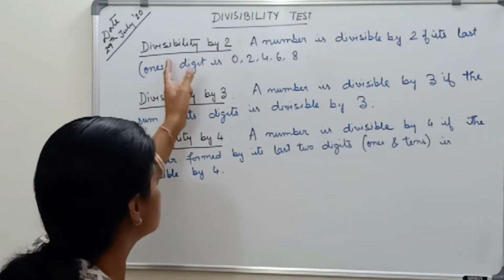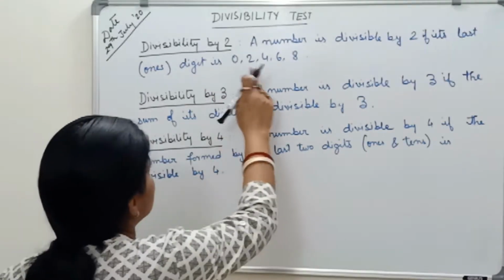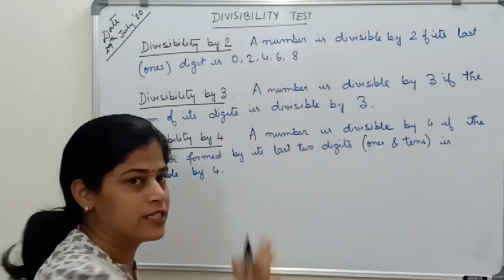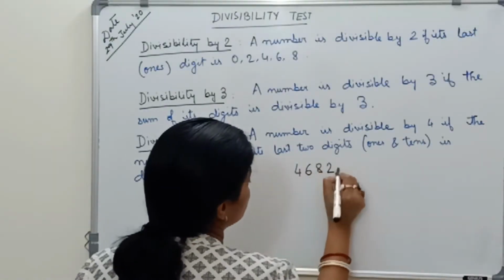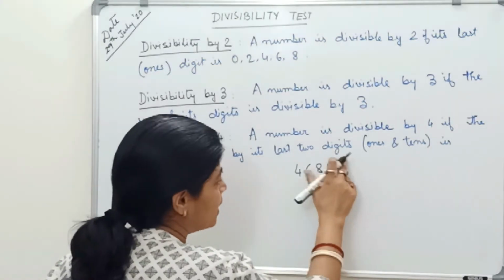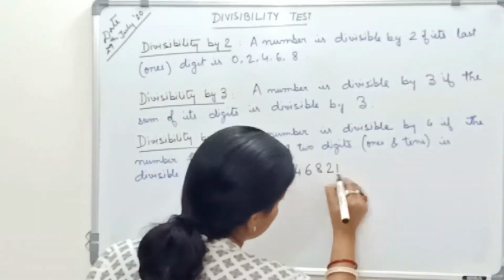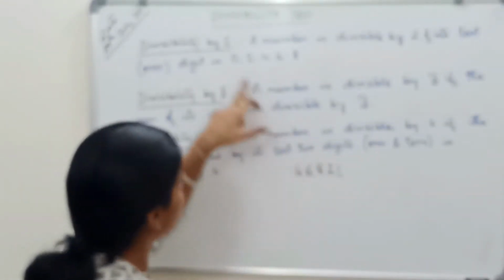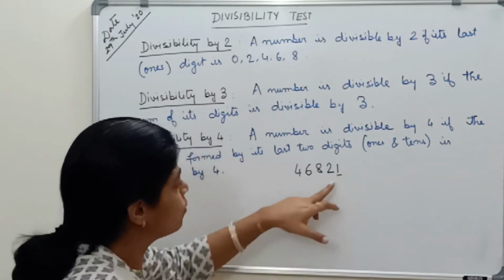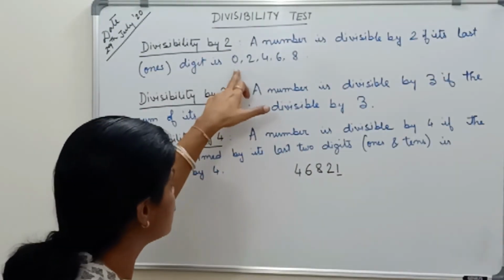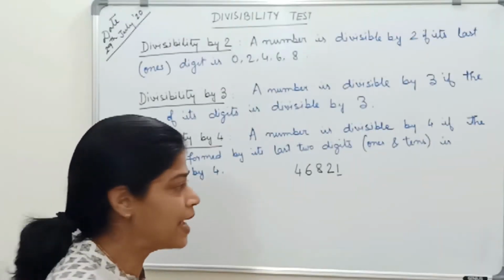So coming to divisibility by 2, a number is divisible by 2 if its last digit is 0, 2, 4, 6 or 8. Suppose a number is 4, 6, 8, 2, 1. Without dividing the whole number, we can say this number is not divisible by 2. Why? Because the last digit is 1. If the last digit or the ones place digit is 0, 2, 4, 6 or 8, then the number should be divisible by 2.